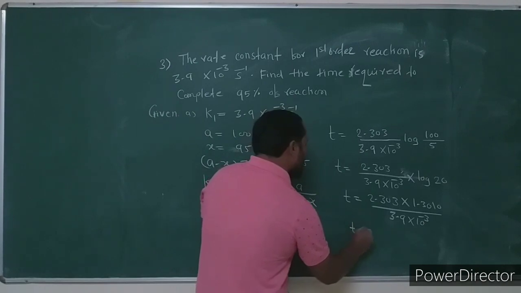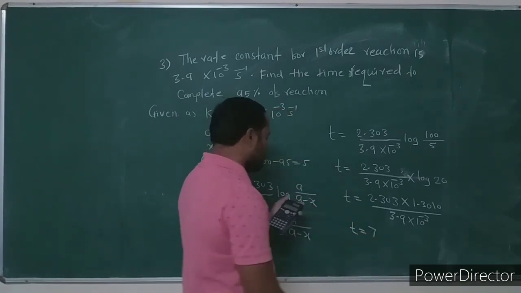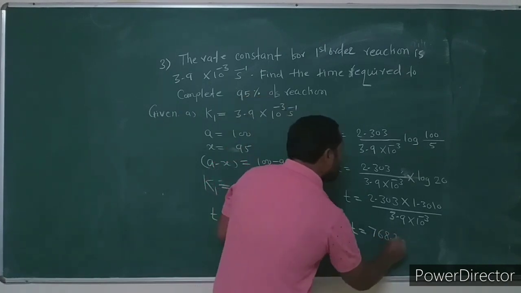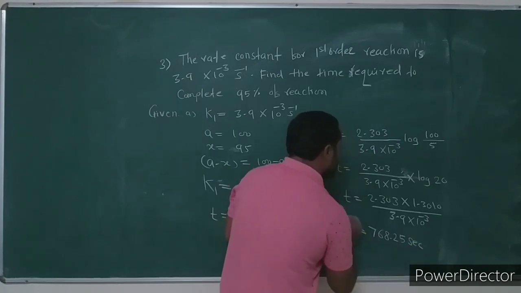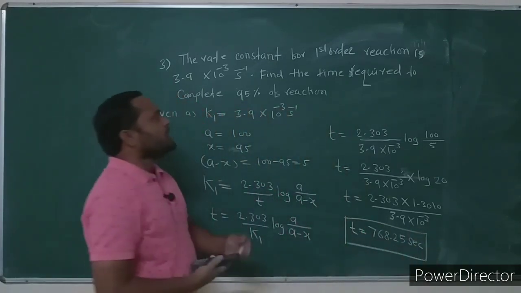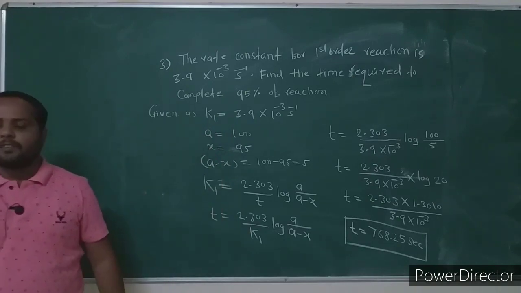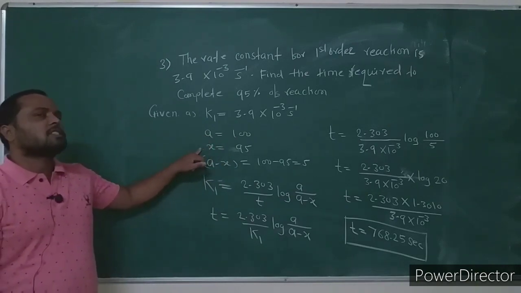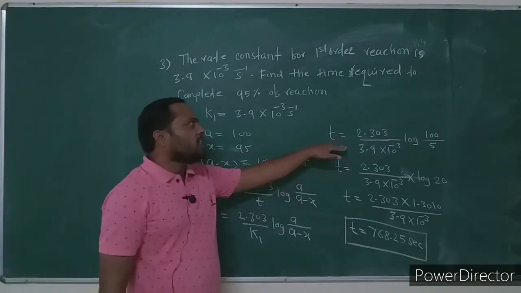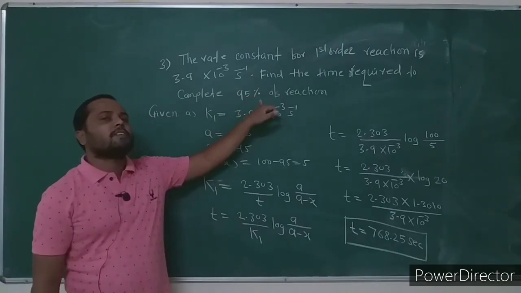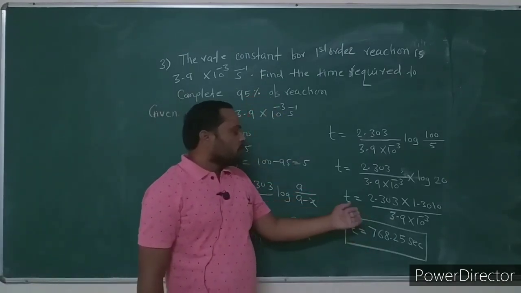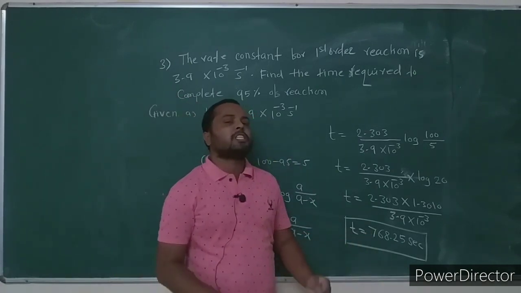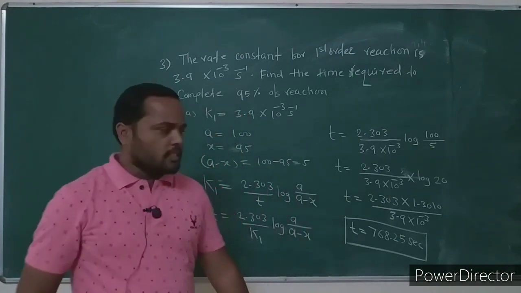Then T is equal to 768.25 seconds. This is the time required for completion of 95% of the reaction. The rate constant, initial concentration and reactant concentration are given, so we can determine the time required for completion of 95% of the reaction. For 95% completion of reaction, 768.25 seconds are required. Then consider one more problem.